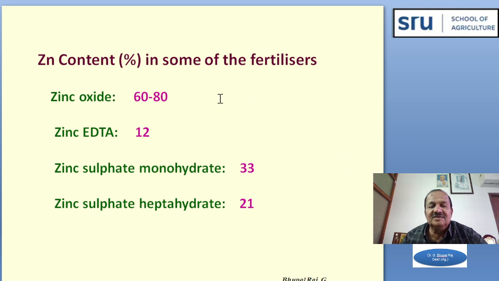If you see the different zinc fertilizers, zinc oxide contains 60 to 80% zinc. Zinc EDTA contains 12% zinc. Zinc sulfate monohydrate contains 33%. Zinc sulfate heptahydrate contains 21%. Generally, farmers use heptahydrate zinc sulfate, which is most commonly available in the shop. This contains 21% zinc.